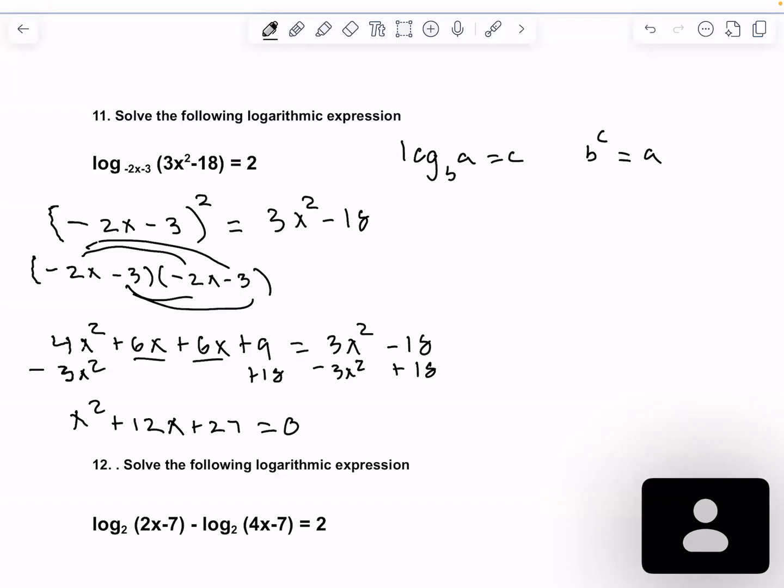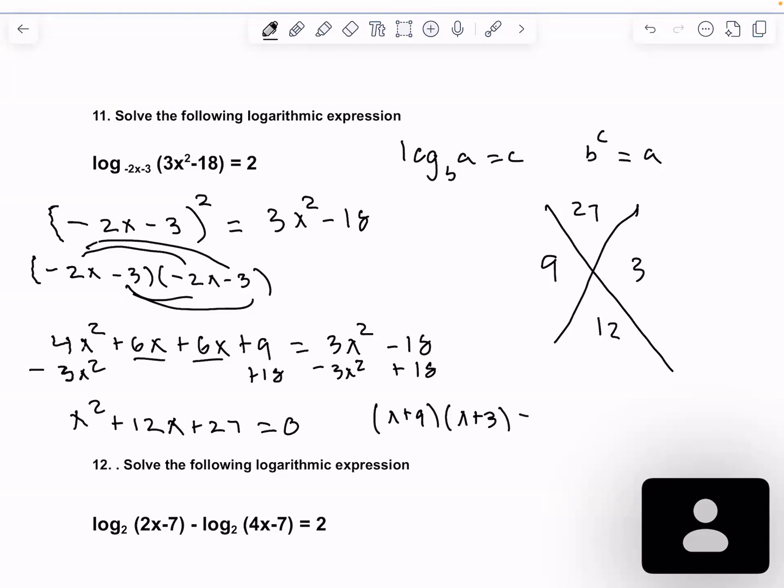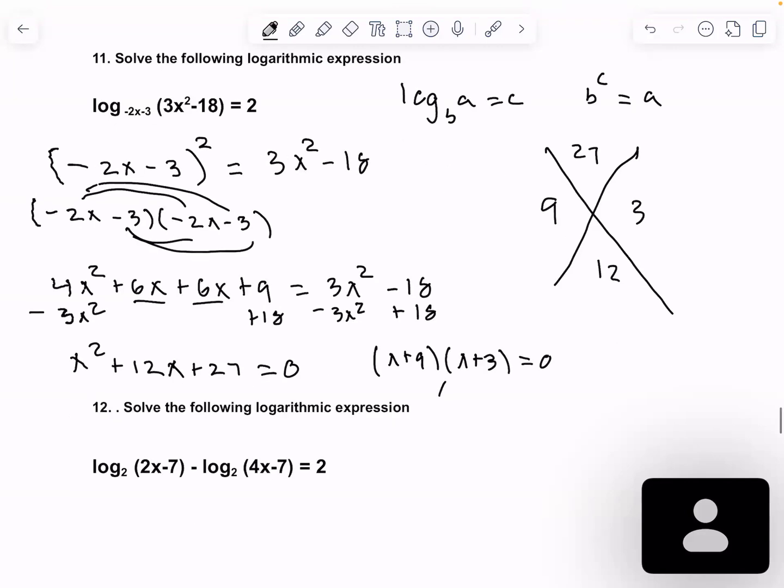Okay, so now we're going to try to factor, right? I'm looking for numbers that multiply to 27 and add to 12. Okay, so 9 and 3 would work. Right, 9 times 3 is 27. 9 plus 3 is 12. So this would be x plus 9 times x plus 3. That equals 0. And so your final answer would be, change the signs.